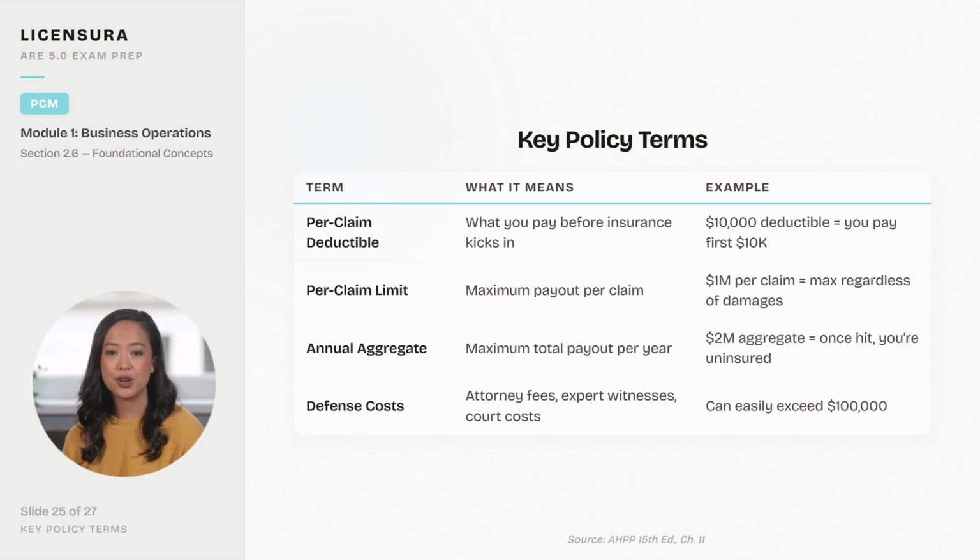Your per-claim deductible is what you pay out of pocket before insurance kicks in. A $10,000 deductible means you're covering the first 10 grand of every claim. Your per-claim limit is the maximum the insurer will pay for any single claim. A $1 million limit means that's the ceiling, regardless of actual damages. Your annual aggregate is the maximum total payout across all claims in a given year. Hit that number, and you're effectively uninsured for the rest of the year. And defense costs. Attorney fees, expert witnesses, court costs can easily exceed $100,000 on their own.